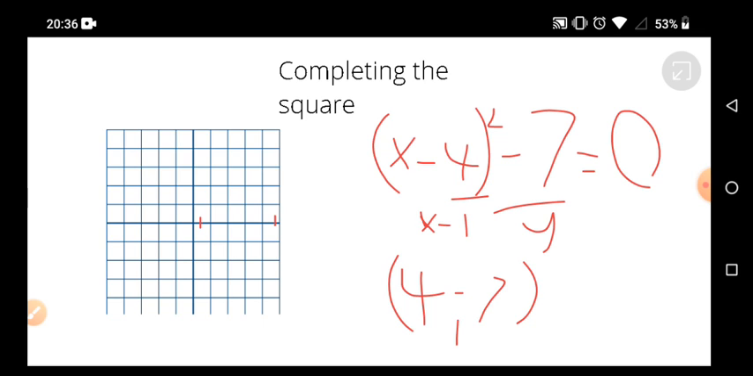So it'd be 4 and minus 7 down. It'd be about here. And so we get a graph looking a lot like this. Okay, obviously a lot neater than that, but it is a rough sketch. And there we go. So that's what you can do by completing the square.